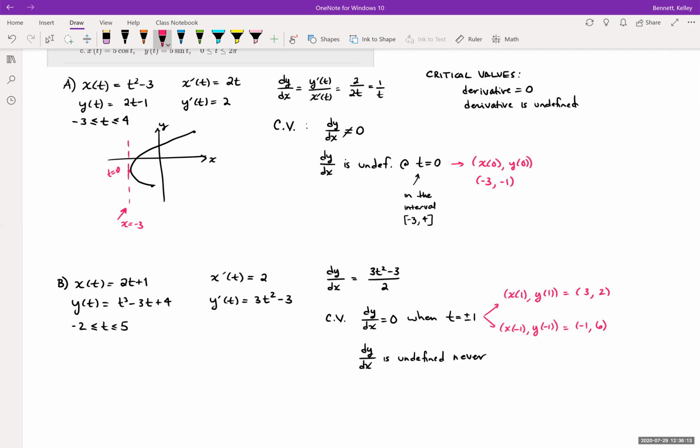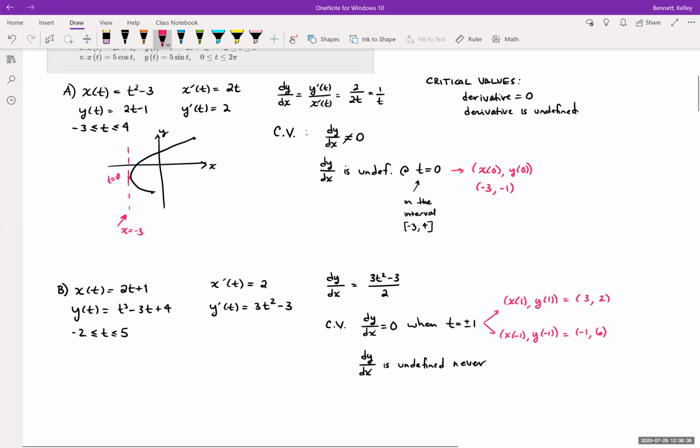I probably should have done that on paper before saying it in a recording, but okay, double check me. I've been known in the past to make really silly mistakes, and some not so silly mistakes. All right, so those are our critical values, t equals plus or minus 1, which brings us to our critical points, which I computed hopefully correctly. Time will tell. All right, last example.